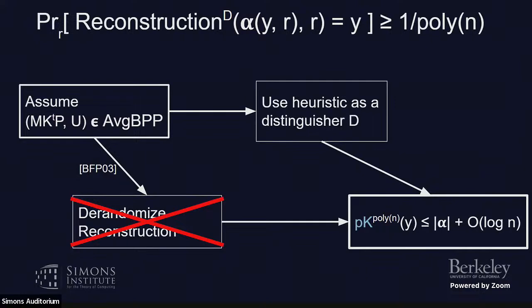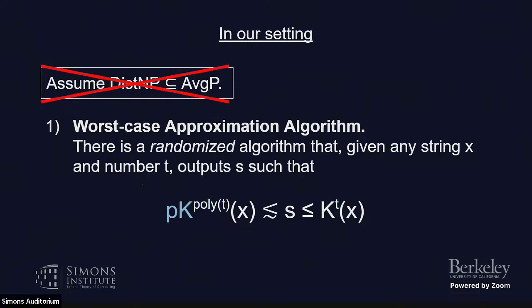Let's try to just plug it into the framework of Hirahara and Nanashima and see what comes out. So we still get a worst case algorithm that does something, but now for any string X, we can get a value S that's sandwiched in between pK-poly of X and K-poly of X. A priori, this doesn't look like it would be very helpful because in general, pK-poly and K-poly can be as far apart as you'd like. There's nothing tying them together.